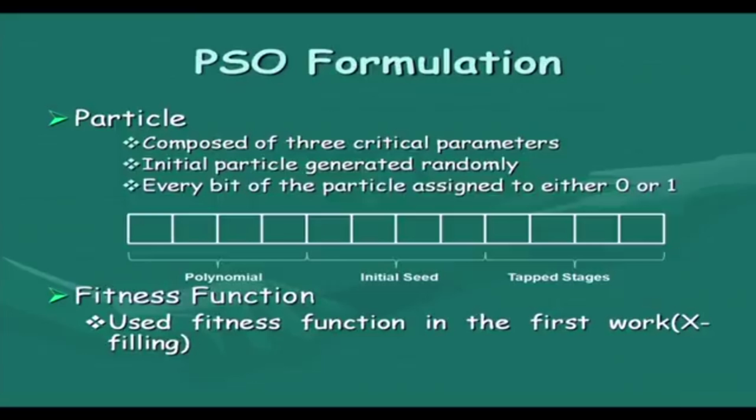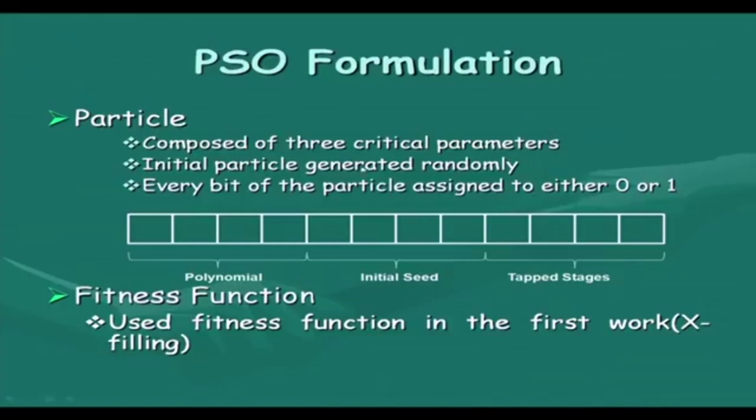Initially, the particles are generated randomly for the first generation, every bit of the particle. Then the fitness has to be evaluated. Fitness is the same as the earlier work, that is, the criticality value C that we have used. Based on that criticality value, the formulation evolves, and after a number of generations that we have run, we can see what the best solution is that is produced.